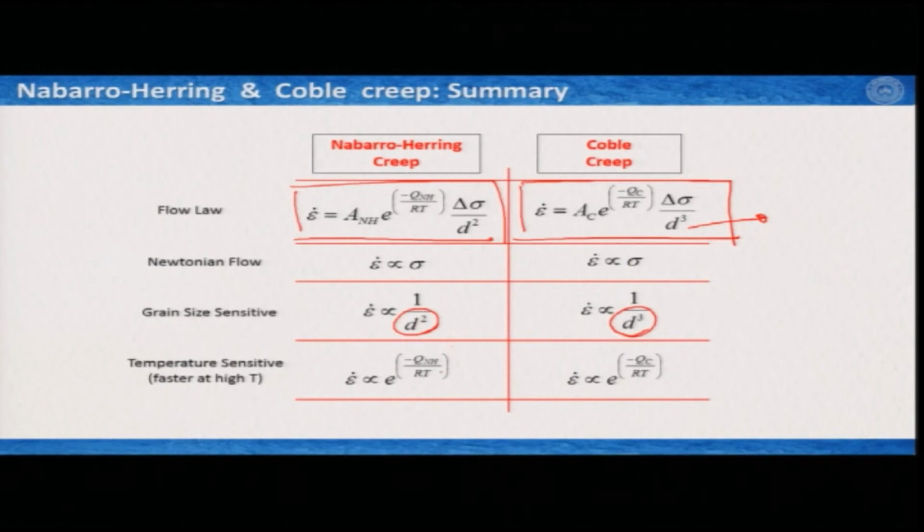Now, why is it so? Clearly Nabarro-Herring creep is less grain size sensitive than Coble creep. You know that in Coble creep the movement has to happen along the grain boundaries. So, the shorter the grain size, the faster the process. But if it is happening within the grains, then it has to pass through the grain, so it is not as grain size sensitive as Coble creep. Therefore, in the equation it is squared and cubed. And as we have learnt, both of them are temperature sensitive, and generally it happens at very high temperature.